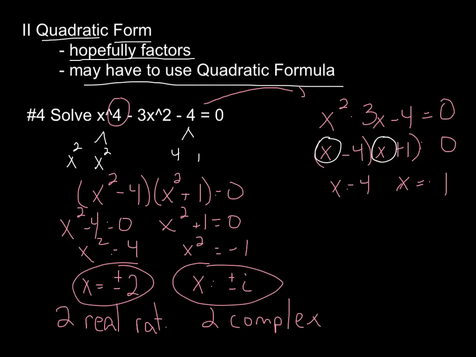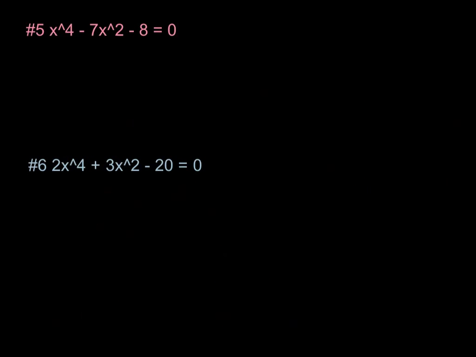So if you were to graph this function, x to the 4th minus 3x squared minus 4, you would only see it touch the x-axis 2 times. You'd see it touch at positive 2 and negative 2. The other 2 roots are complex. You wouldn't actually see them on the graph. Alright, number 5. Here we go.